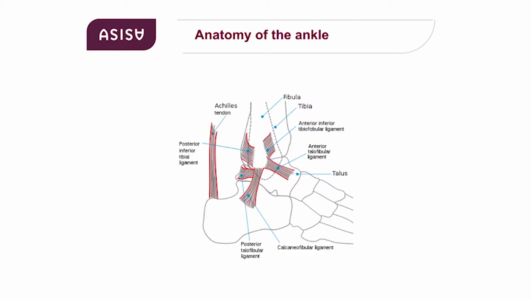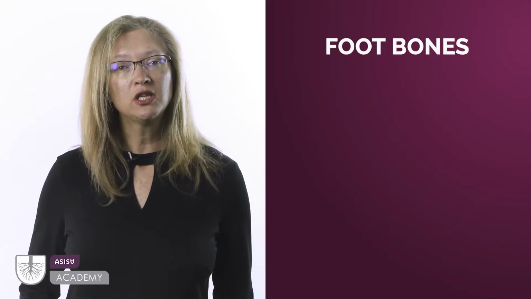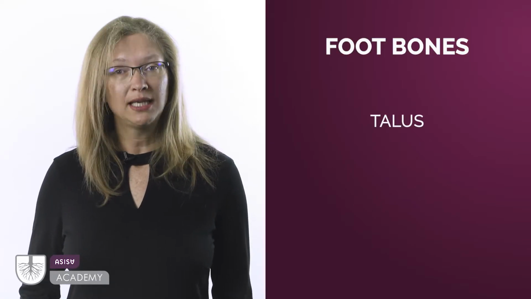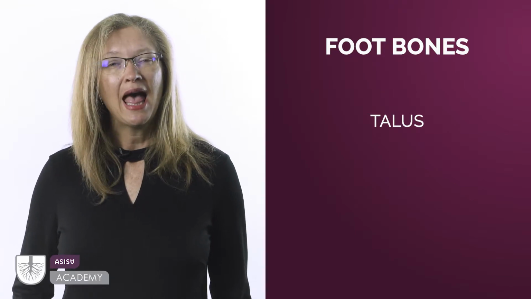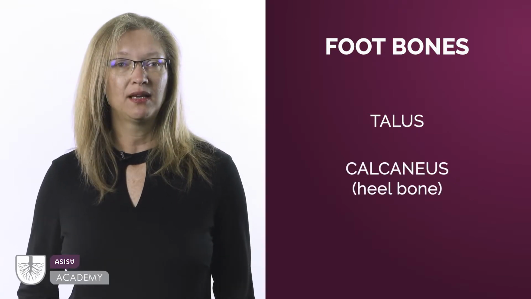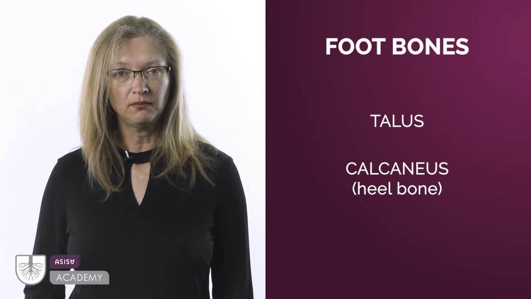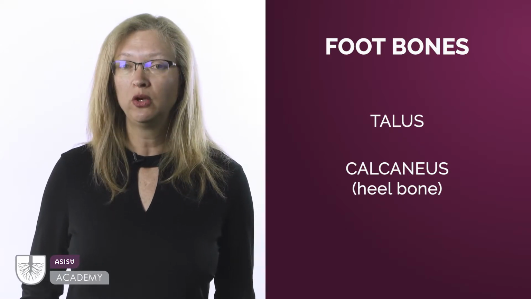Around the ankle joint, the fibula and tibia end in the ankle bones, which are again the lateral and medial malleoli. I just want to mention two of the important foot bones. First, the talus, which articulates with the tibia, and then the heel bone, which is the calcaneus. Then we also have other smaller foot bones.